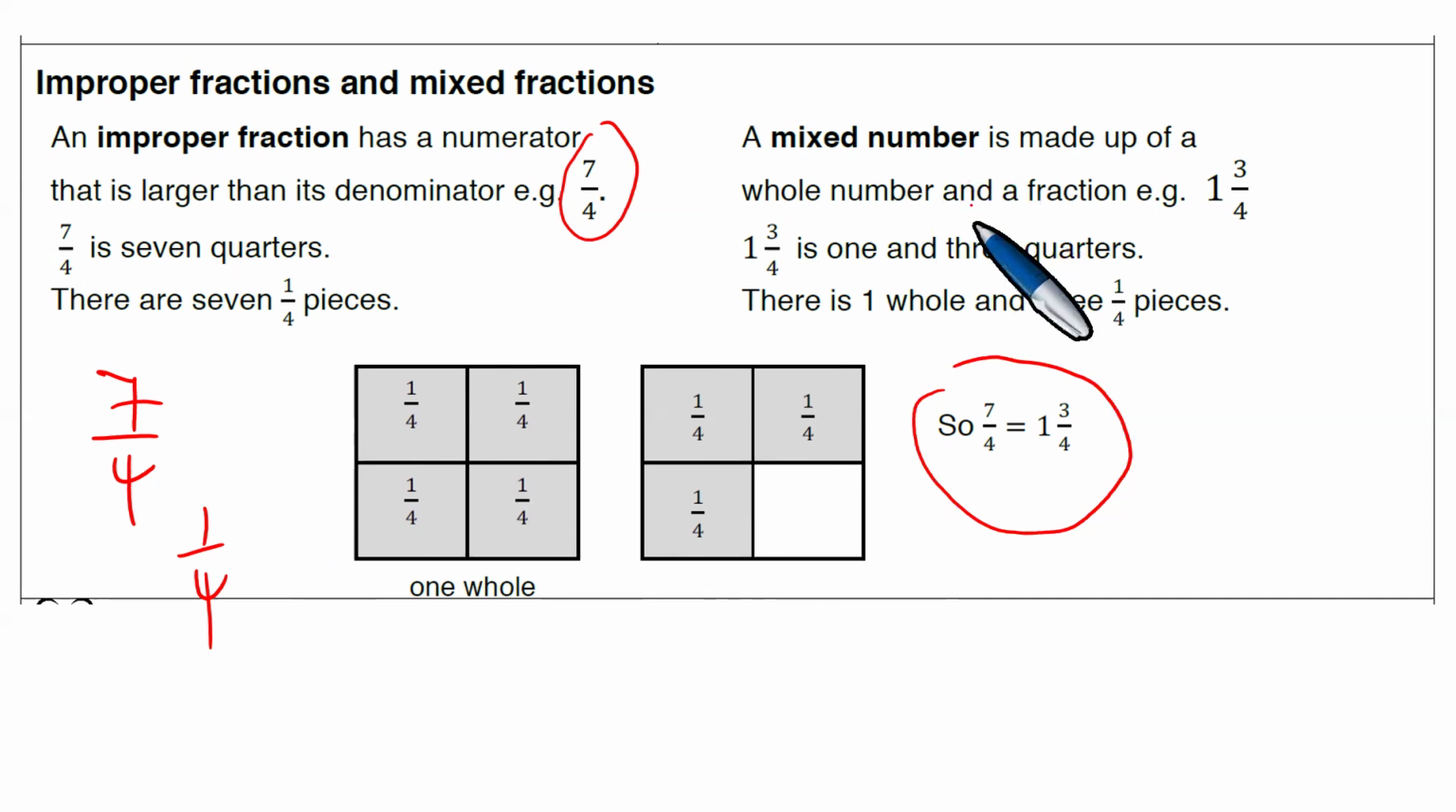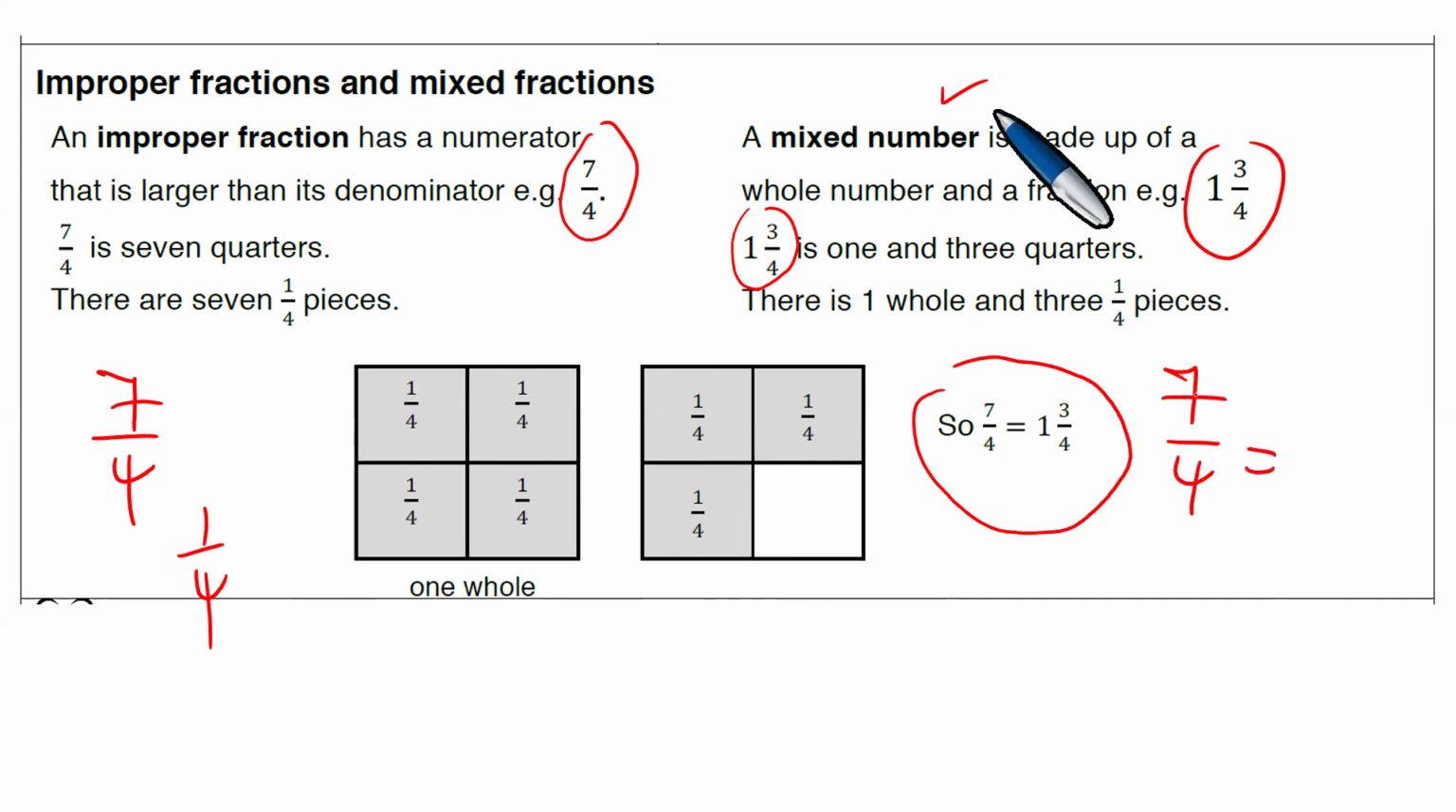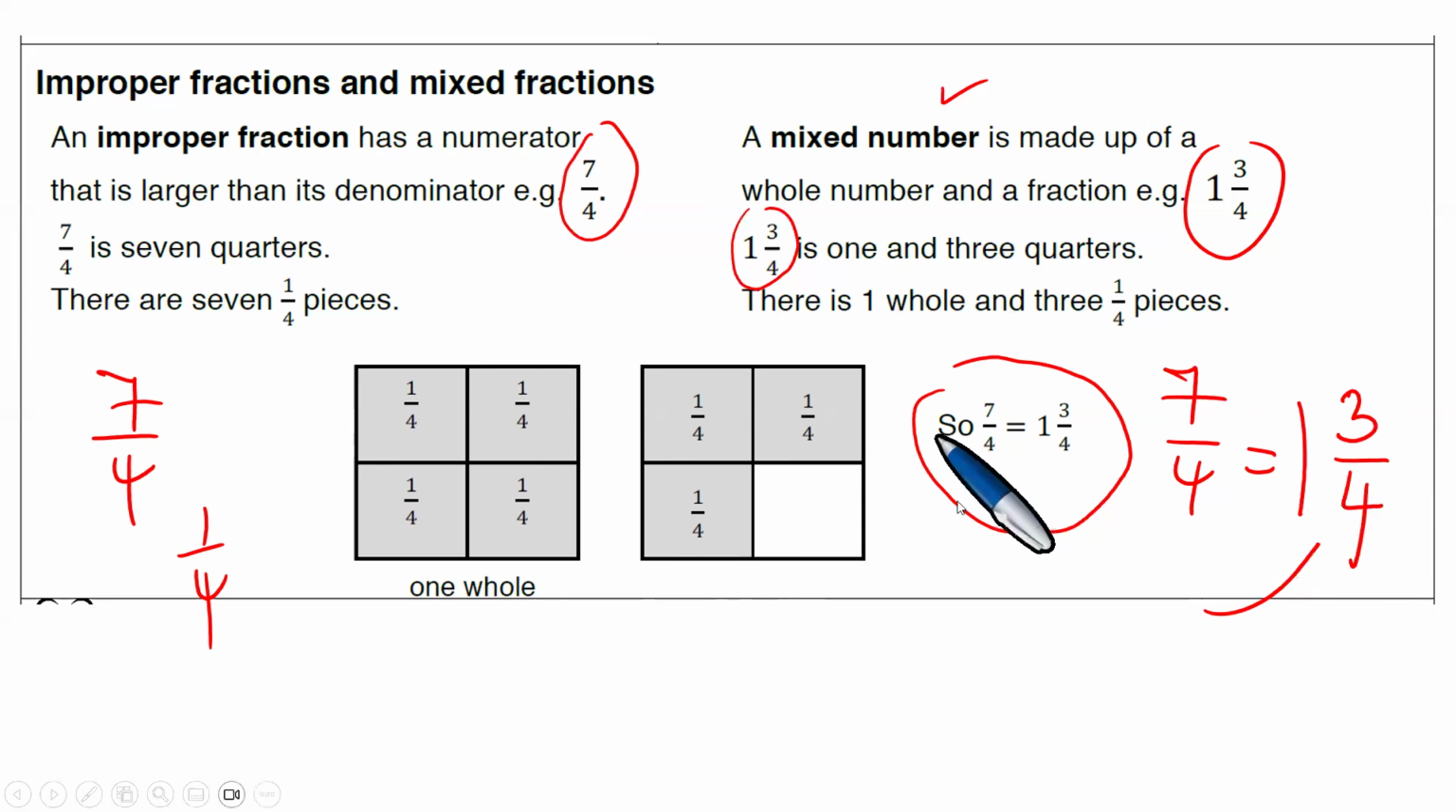What is a mixed number? It's made up of a whole number and a fraction, like 1 3/4. There's 1 whole and 3 1/4 pieces. In other words, if you're dealing with 7 out of 4, a mixed number would be: 4 goes how many times into 7? It goes once, the remainder is 3 out of 4, and this becomes a mixed number. We move forward.